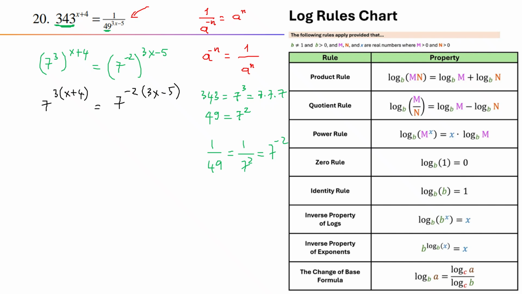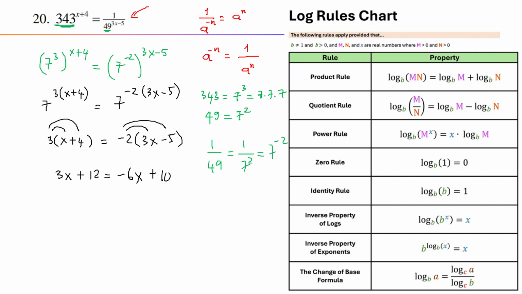We rewrite the right hand side as well, 3x minus 5. Now we have the same base, so the exponents will be the same, so we set them equal to each other and then we solve for x. Now we have to distribute, so we have 3x plus 12 equal to minus 6x plus 10. Okay, now we will add 6x to both sides. Now this one is gone, we have 9x on this side.